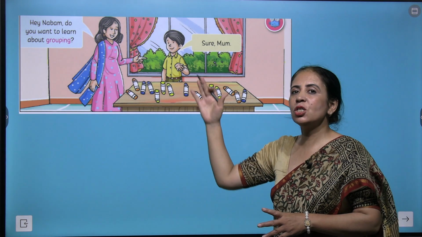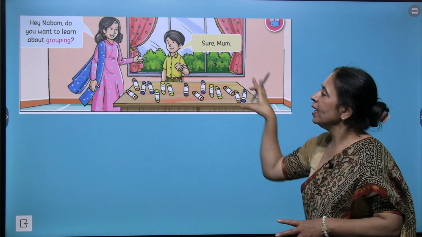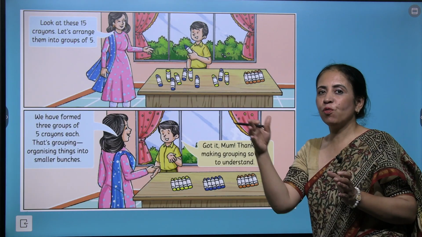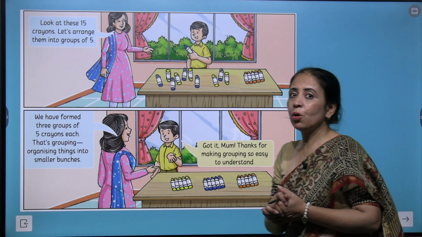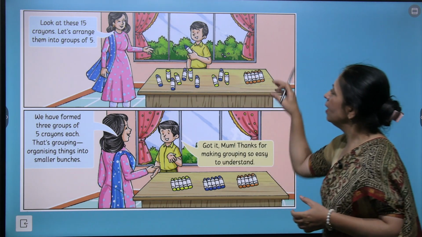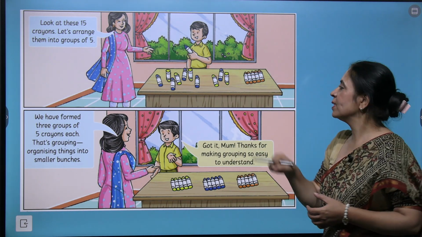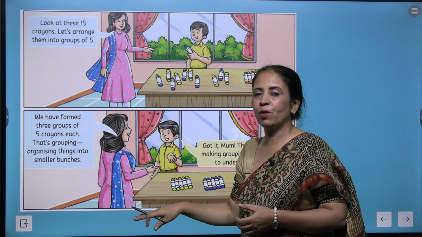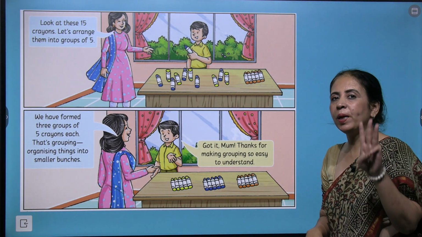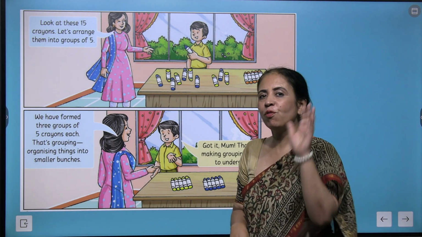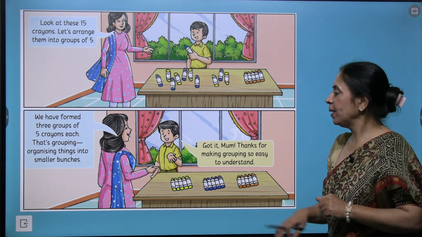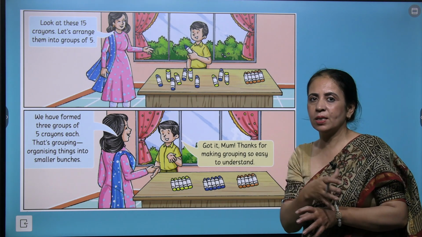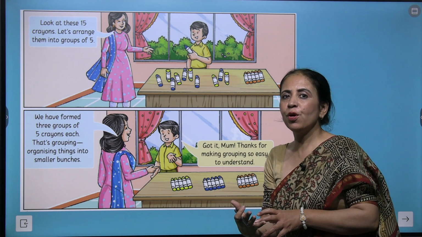Here a mother is teaching a child that if he has 15 crayons and he makes groups of 5 crayons each, how many groups will be formed? Let's see: the first group of 5 crayons, another group is formed with 5 more crayons, and another 5 crayons come, and he says we have 3 groups of 5 crayons each. That means we are grouping, making sets, and these sets could be of any number of crayons.